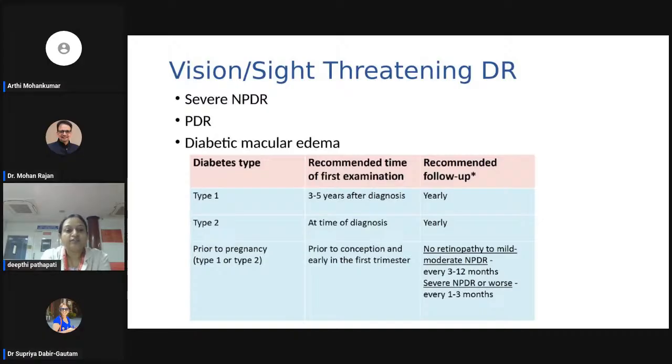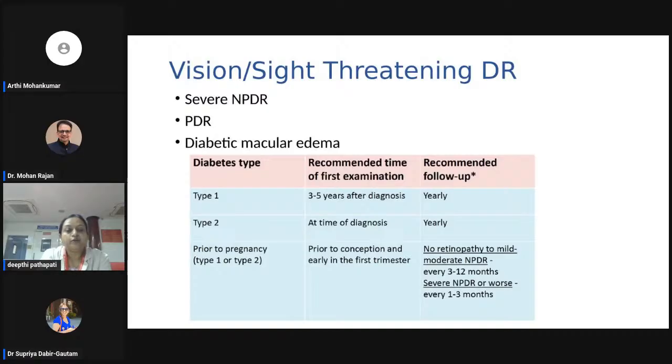In type 1, the recommended time of first examination is 3 to 5 years after diagnosis, followed by yearly reviews. And in type 2, it is at the time of diagnosis, followed by yearly reviews. And prior to pregnancy, type 1 or type 2, prior to conception and early in the first trimester. No retinopathy to mild moderate NPDR, every 3 to 12 months.